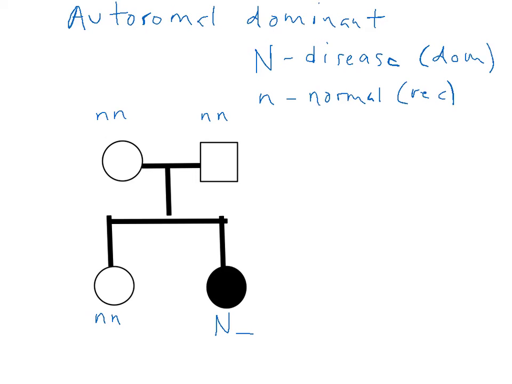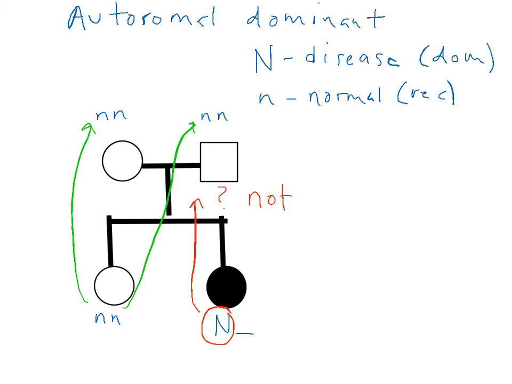So, for example, you can look at this daughter, and she got one of her little n's from her mother and got her other little n from her father. But then if you look at the other daughter, the affected daughter, you have a problem. And that is, where did this big N come from? Neither of her parents has a big N, for if they did, they would be affected. So in this case, this is not consistent.